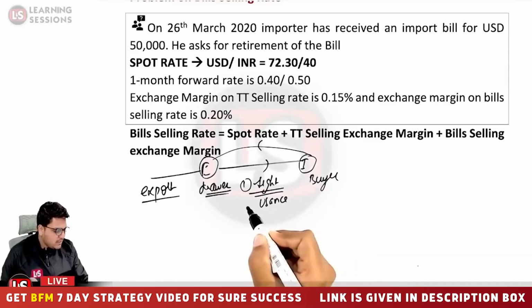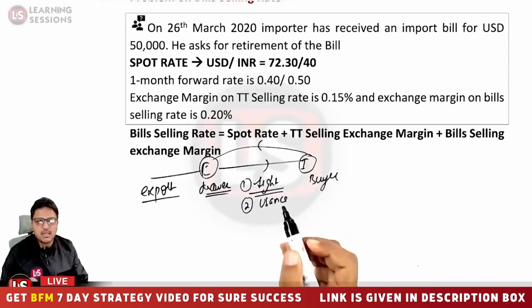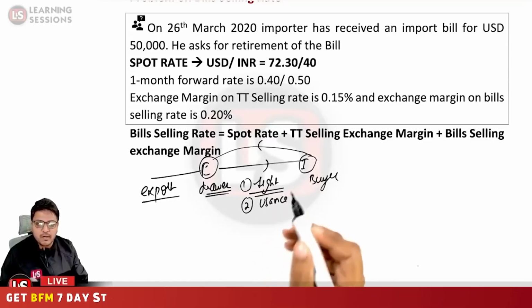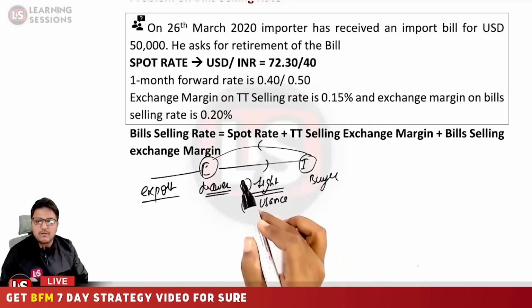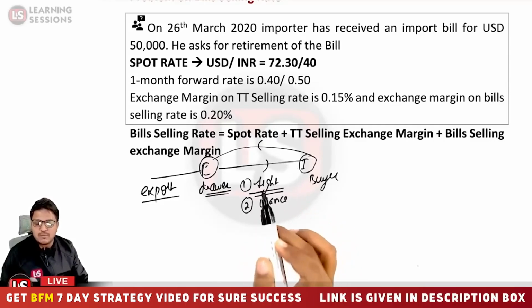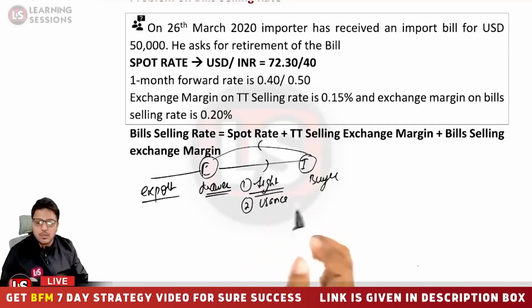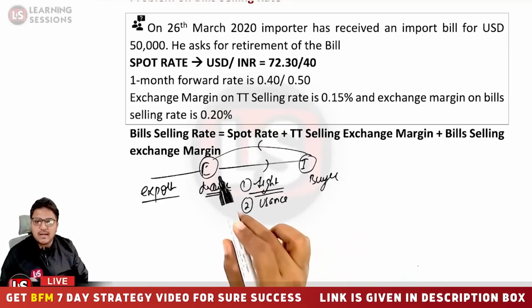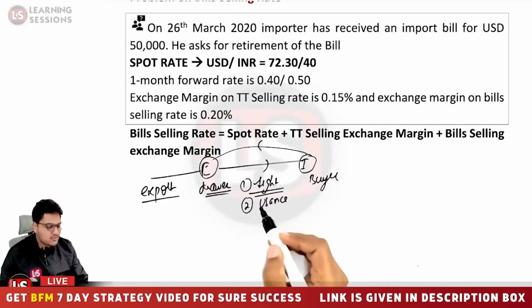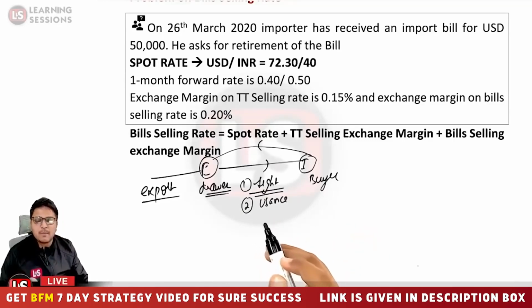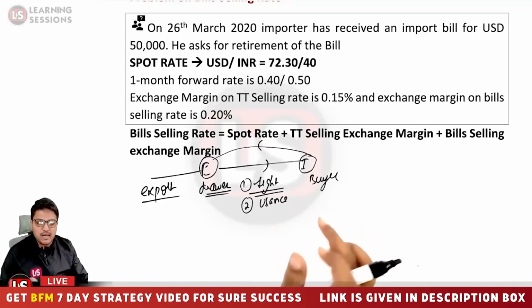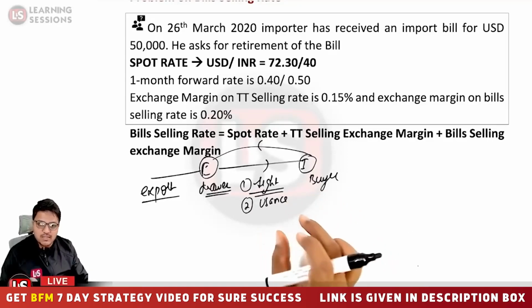And what is the second type of bill? It is the usance bill. In the case of the usance bill, the amount is to be paid back after some period of time. If the usance period is given in the question, it may be 2 months, 1 month, 3 months, or 6 months. Whatever credit period is extended by the exporter is the usance period. Or it may be that a particular fixed due date is mentioned. That is also said to be a usance bill.